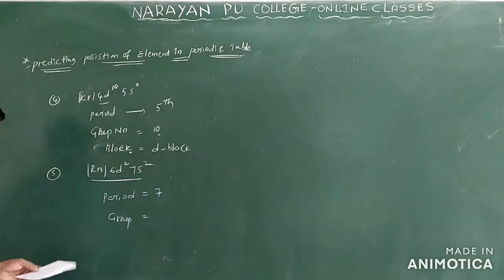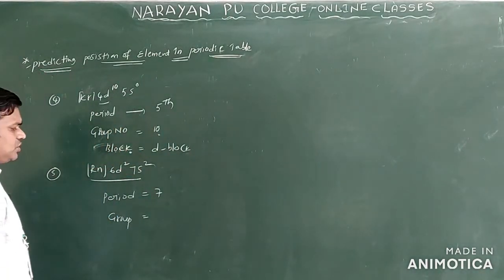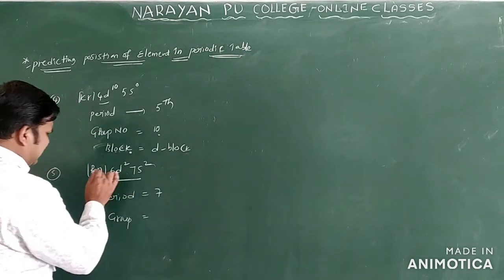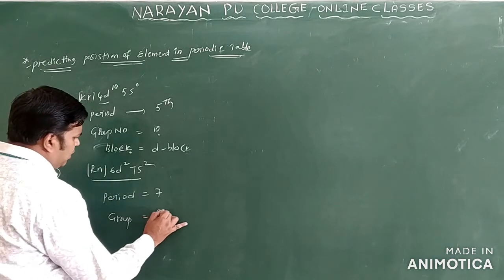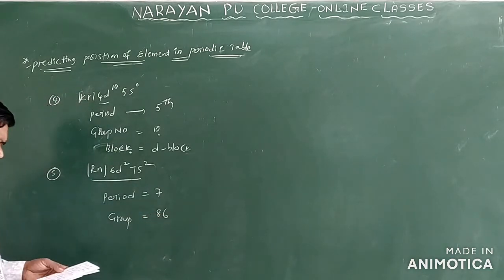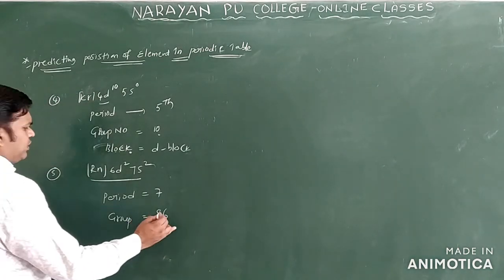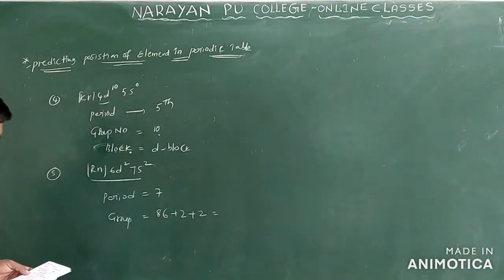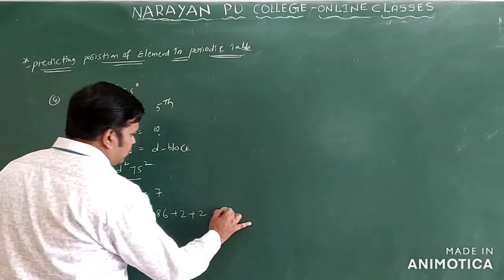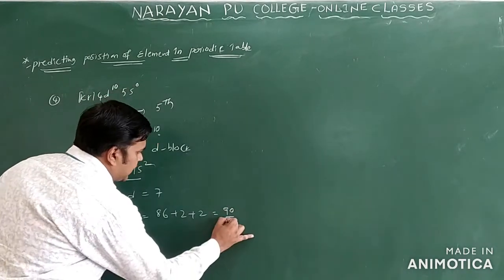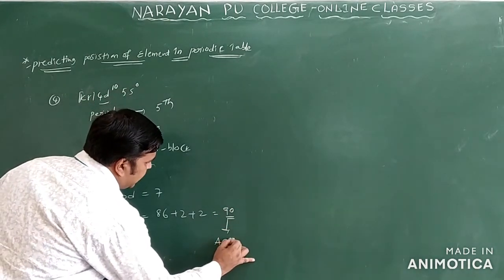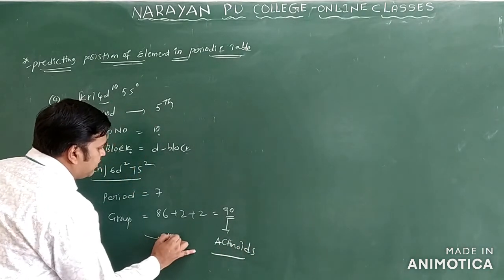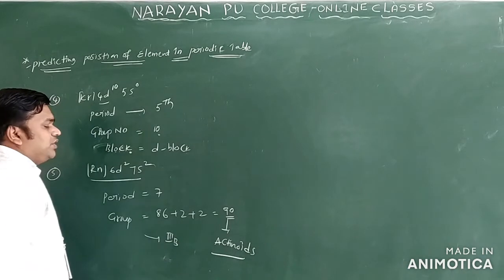So how can you find this block in this case? I will write group number here. Radon's atomic number is 86 only. Okay, 86 plus 2 plus 2, so the atomic number is approximately 90 only. 90 means it belongs to the actinides only. Generally, actinides belong to the 3rd B group in the periodic table.